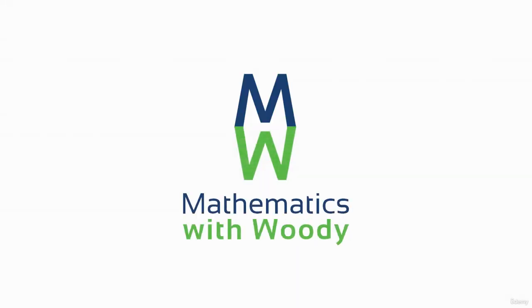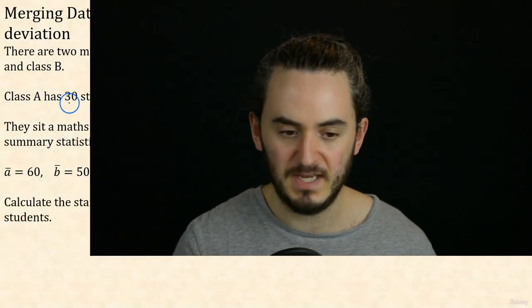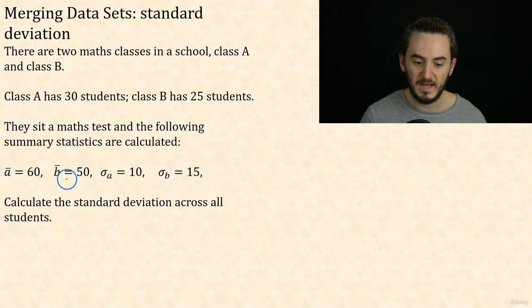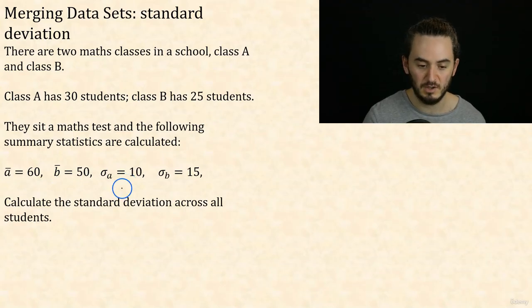In this video, I'm going to show you how to calculate the standard deviation when two data sets are merged. In the last video, we looked at doing this for the mean. It's a little bit trickier for the standard deviation. Let's have a look. So it's the same classes. Class A has 30 students, Class B has 25. We have the mean scores for A and B, and now we're given the standard deviation for A and B as well. And we want to find the standard deviation for the entire cohort.